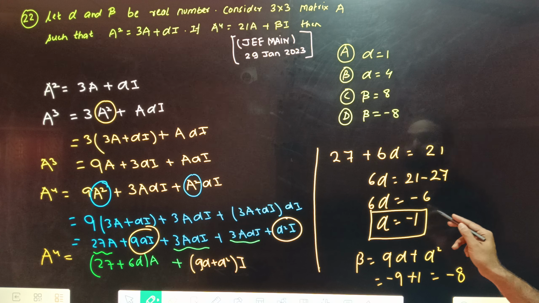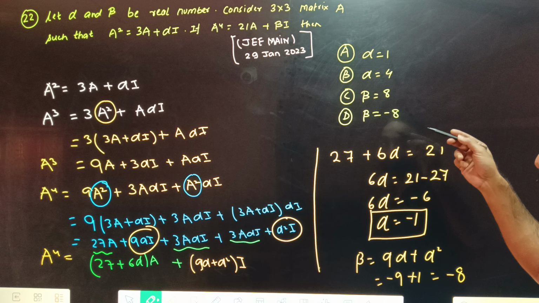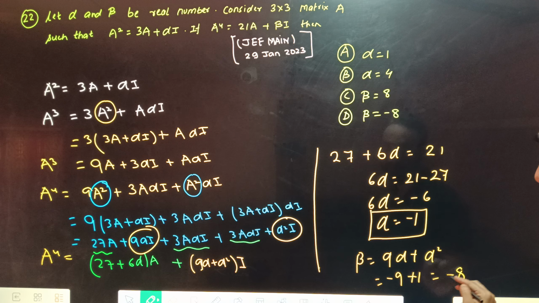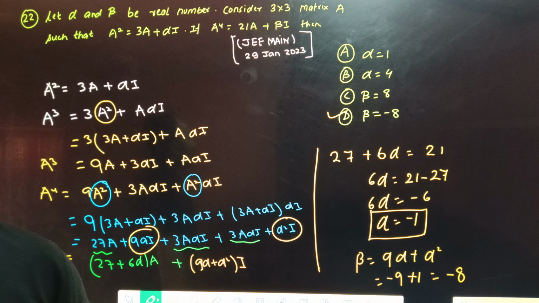Let's see, alpha is equal to minus 1 is not given in the options. So alpha is equal to 4 is not correct, beta is equal to 8 is not correct. What we got is beta is equal to minus 8. This option number D is the correct option. Option number D is the correct option.